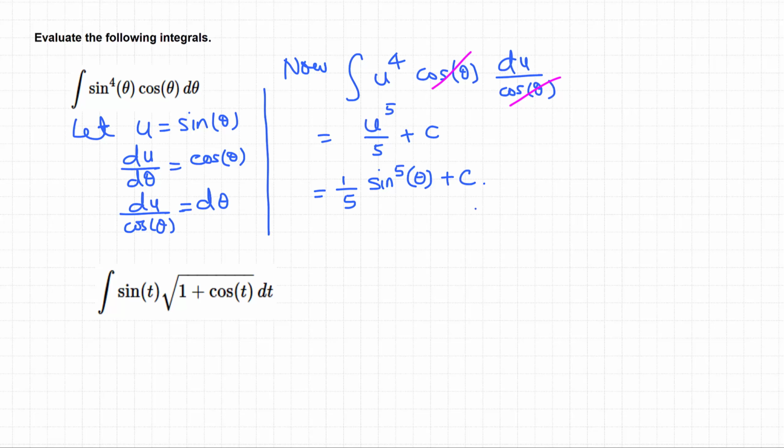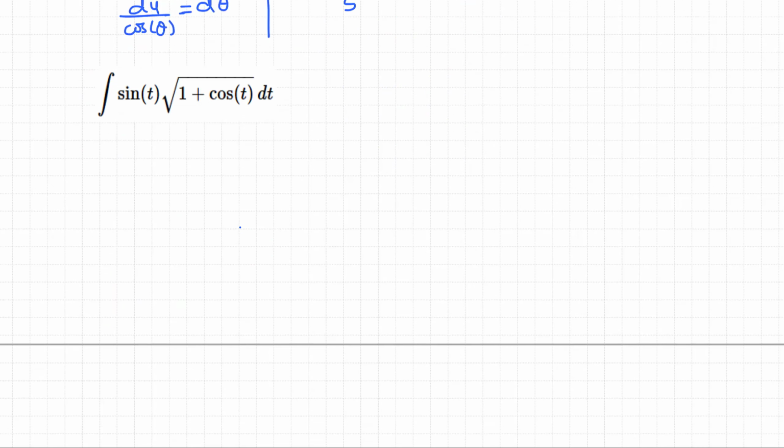That's the final answer. Now we have a similar question here: the integral of sine theta times the square root of 1 plus cosine theta. This is also a product, and we cannot simplify. There is no product rule, so we must use u substitution, which is possible because we have something inside this radical sign. So we let u be 1 plus cosine t. This becomes the square root of u. To convert dt in terms of du, because we want to convert everything in terms of the new variable u, we need to find the derivative.